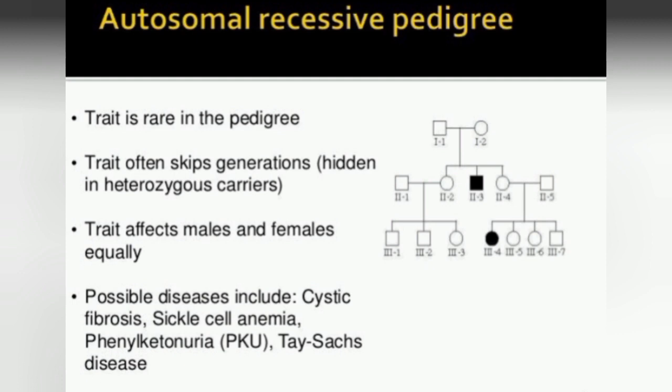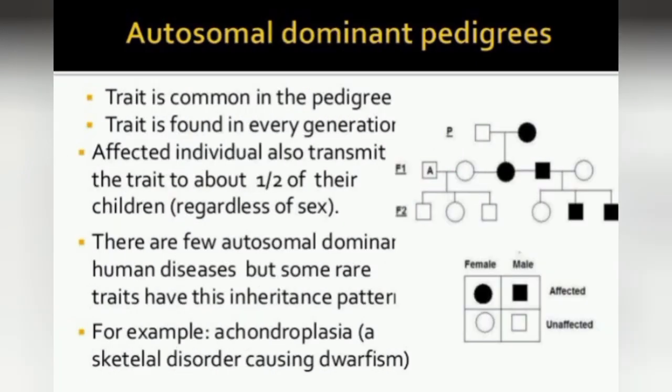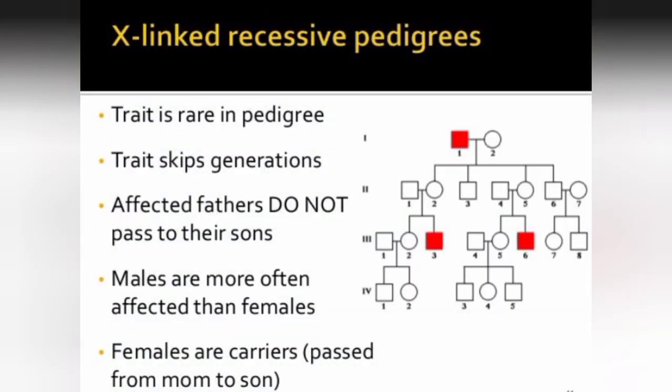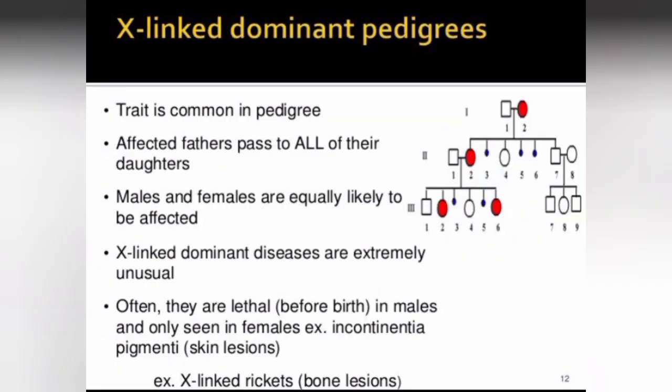Firstly, we have to consider the skipping of generation. In recessive cases, skipping of generation is possible, that is, we can say yes, skipping of generation is present. And if the cases are dominant, there will be absence of skipping of generation, so the trait is available in all generations.